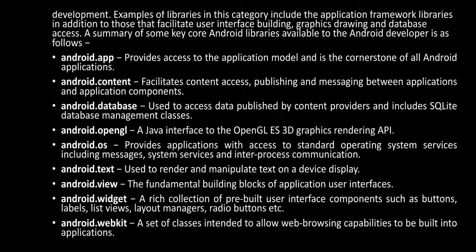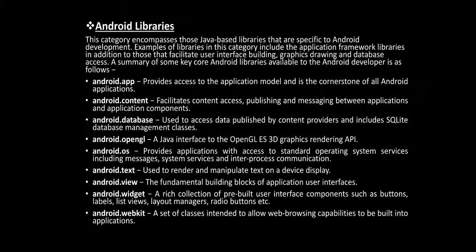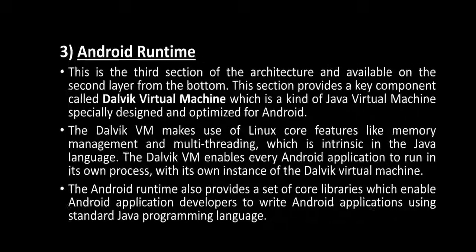After that, android.text to manipulate the text on a device display, then android.view, that is related to the Android user interface, then android.widget, that is a number of collections of widgets available like button, radio, text box, list view, labels, etc. Then android.webkit, a set of classes which are intended to allow web browsing capability to be built into the application. All these are the different Android libraries.